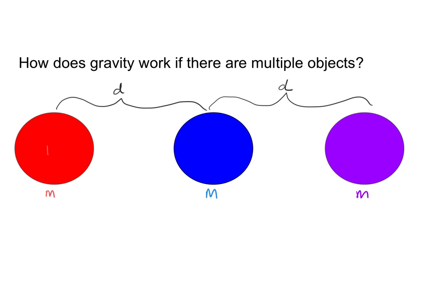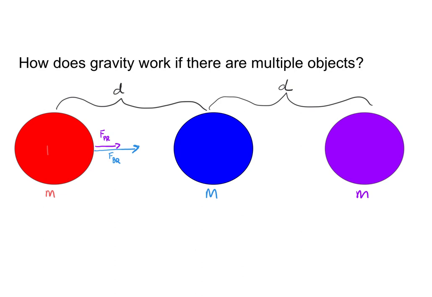If I look at the gravitational force of my blue mass on my red mass, my blue mass is going to pull my red mass to the right. So that's my force of blue on red. My purple mass is also going to pull my red mass to the right, but it's not going to pull the mass quite as strongly because the distance between purple and red is much larger than the distance between blue and red. The only exception here is if purple had significantly more mass than blue, which is, of course, very possible.